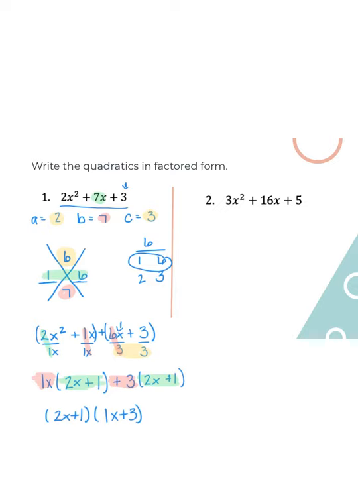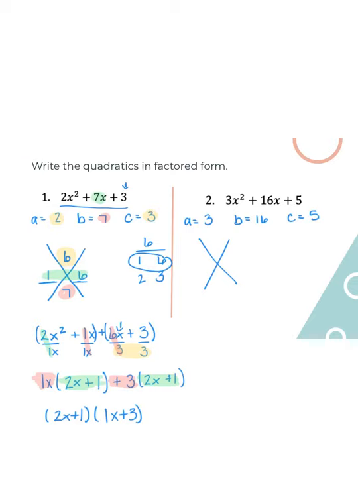First, I'm going to identify my A, my B, and my C. Remember, my A goes with my x squared, so that's a 3. B goes with just your regular variable, not your squared, so that's going to be a 16. And then your C is all by itself. It doesn't have a letter. I'm going to make my x.